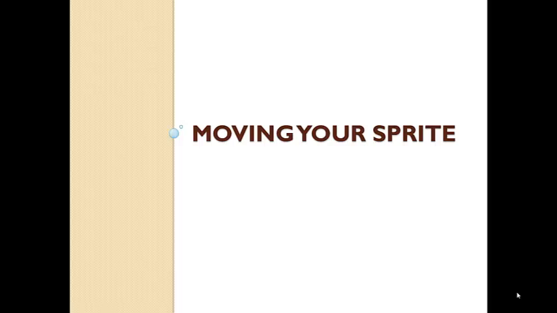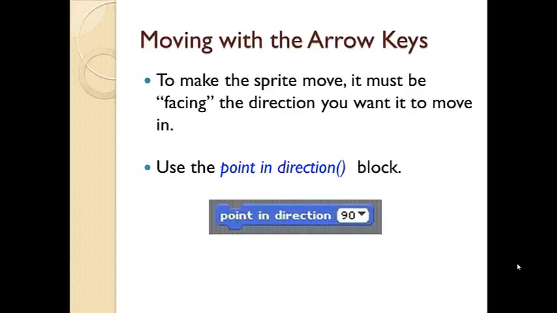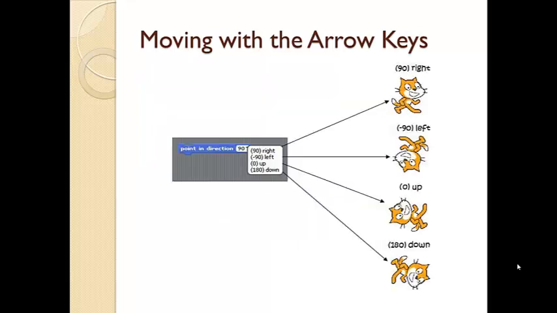In this short video, we're going to talk about how to move your sprite and how to create a game for tag. So the first thing we're going to talk about is using your arrow keys or some of your keys. You can make your sprite move in BYOB, but it's going to move in whatever direction that it's facing in. So you can use the point in direction block, and you can set the different directions.